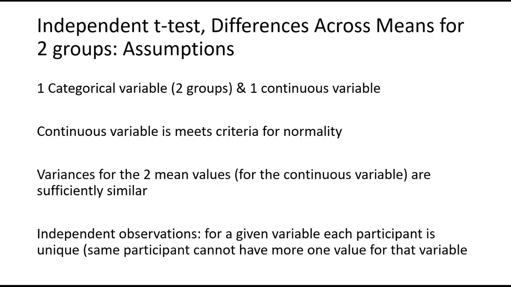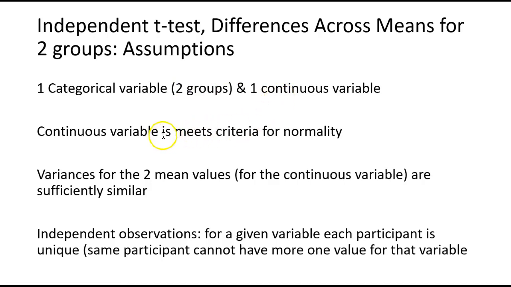So let's look at the assumptions for an independent t-test, because that wasn't included in the previous YouTube video. One of the first assumptions is that you have a categorical variable with two groups. For a t-test, there can only be two groups. If you have more than two groups, you'll do something called an ANOVA, and you'll be doing an ANOVA in other assignment number 2. And then you also need to have a continuous variable.